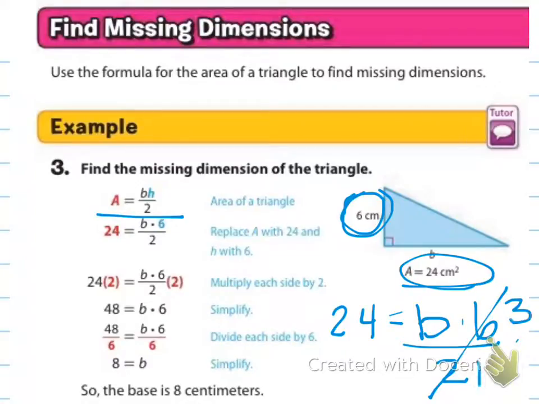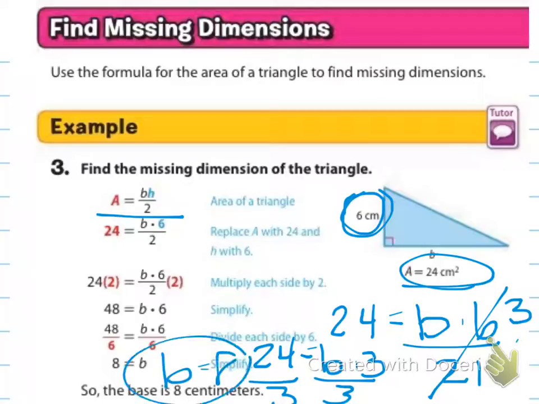This is going to be 3/1. And then rewrite it, 24 equals b times 3. And then divide both sides by 3, and I get b equal to 8. And so that's 8 centimeters. And hopefully, if this is a drawing that's not Mrs. Eccles, you can tell that this is longer than this side, so 8 centimeters makes sense.